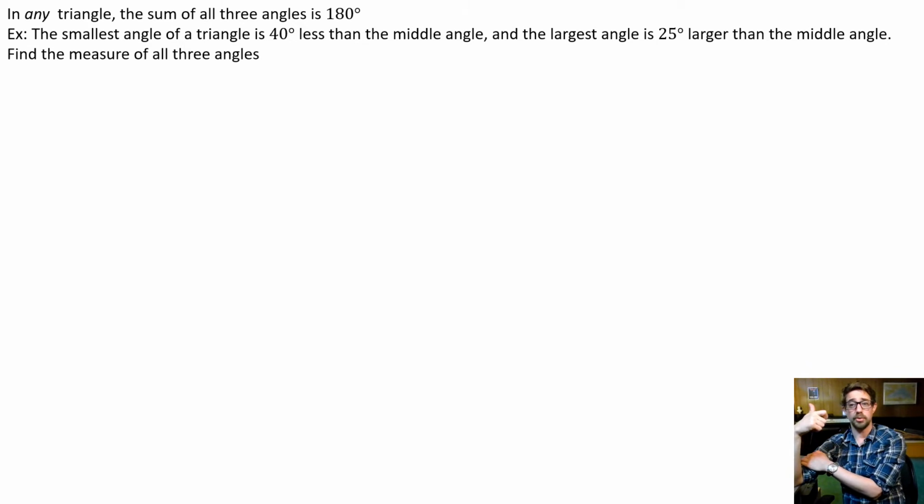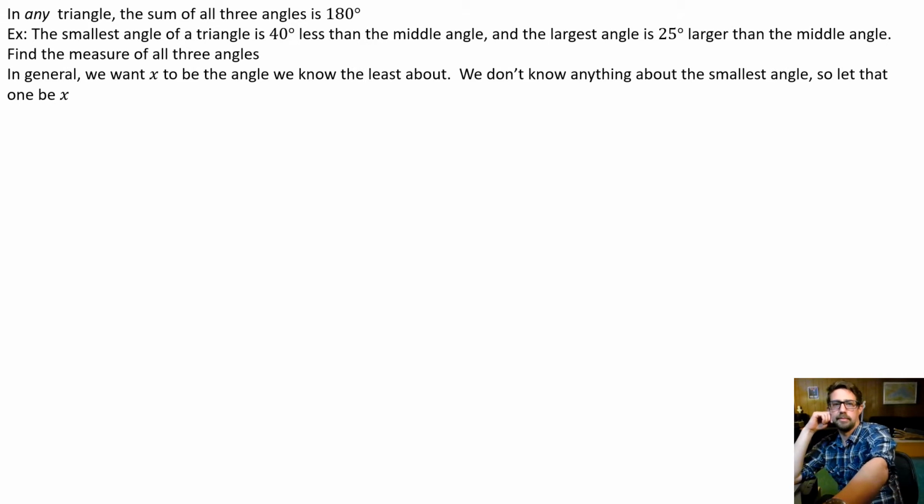You could do it a different way and still be right, but that's going to lead to the simplest equation, I think. So let's let x be that smallest angle. And then we have that, okay, the middle one is 40 degrees bigger than that. So the middle one's going to be x plus 40. And then the biggest one is going to be that plus 25. So it's going to be x plus 40 plus 25.